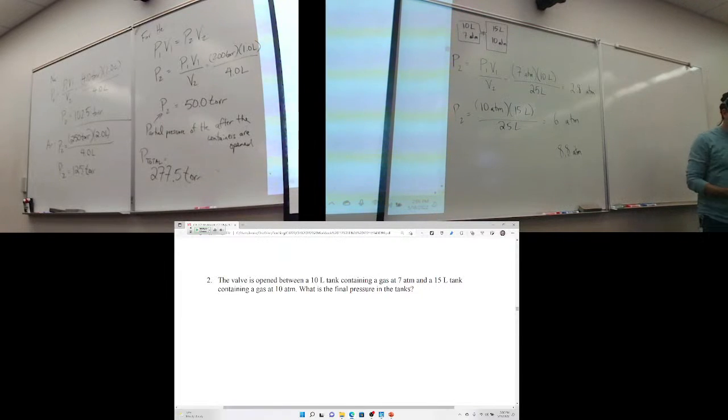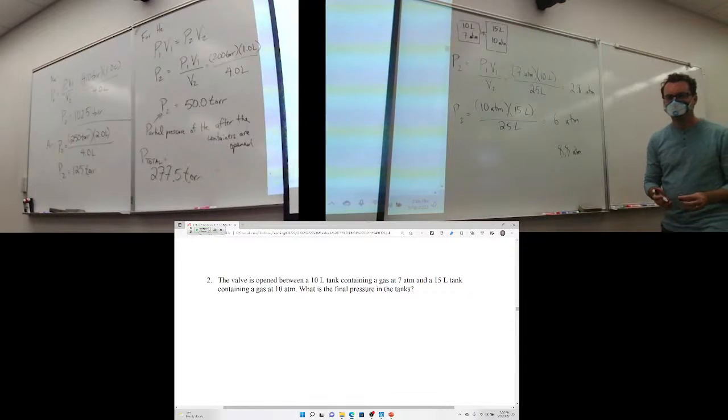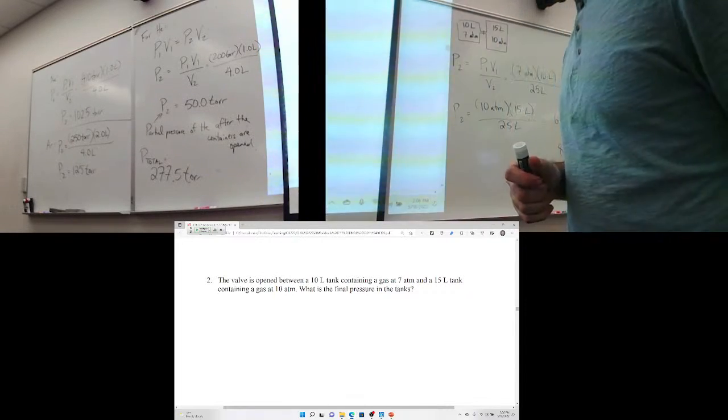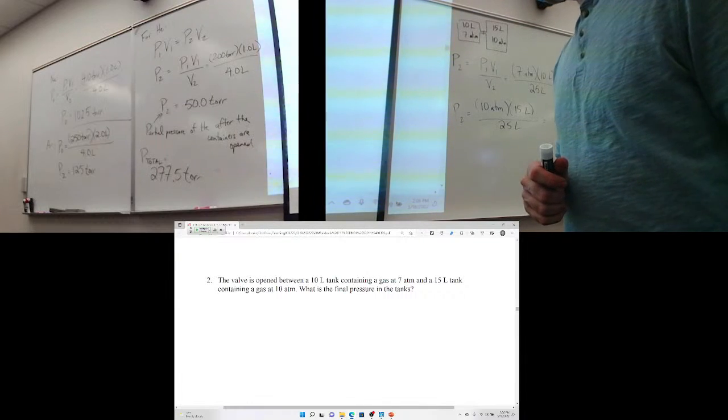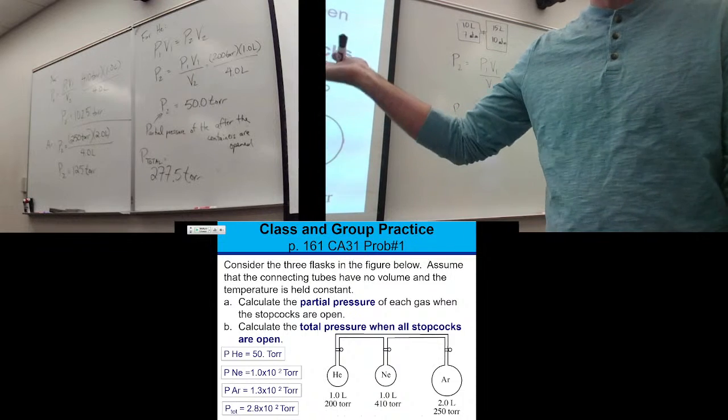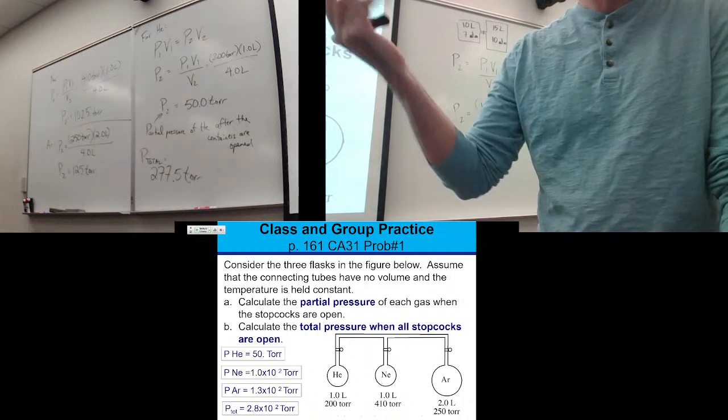Good? Everybody golden? This is easy now, right? Now that you've seen it, you know how to do it. So whether it's 2 tanks or 5 tanks, I mean 5 would be rough, but you could do it. It's all the same.